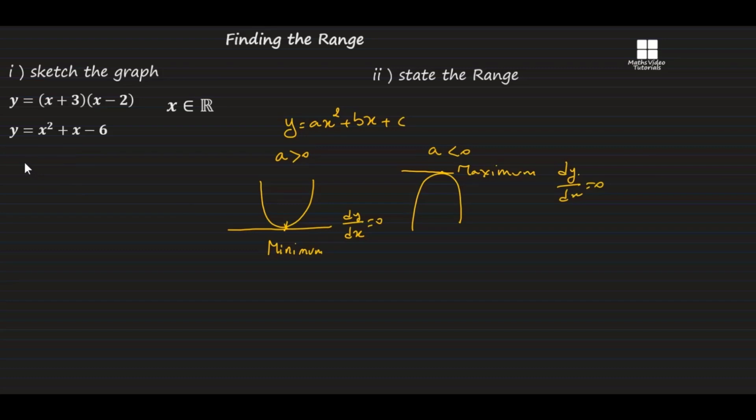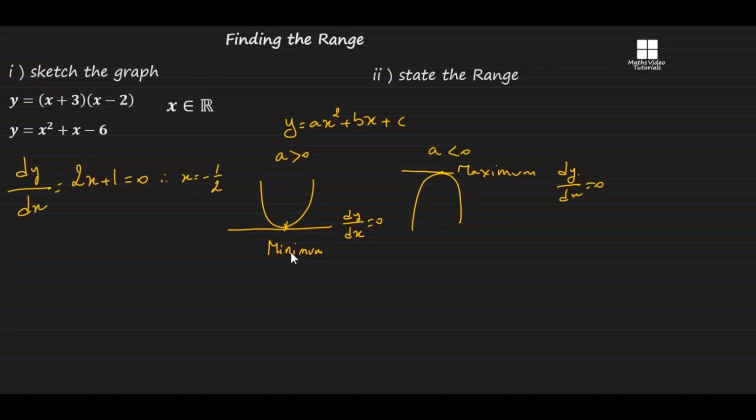So we need to do dy with respect to dx, which in this case is 2x plus 1, and then we need to make it equal to 0. Solving this will give us x equal to negative 0.5, or negative a half. What this means is that the turning point happens when x is equal to negative 0.5.